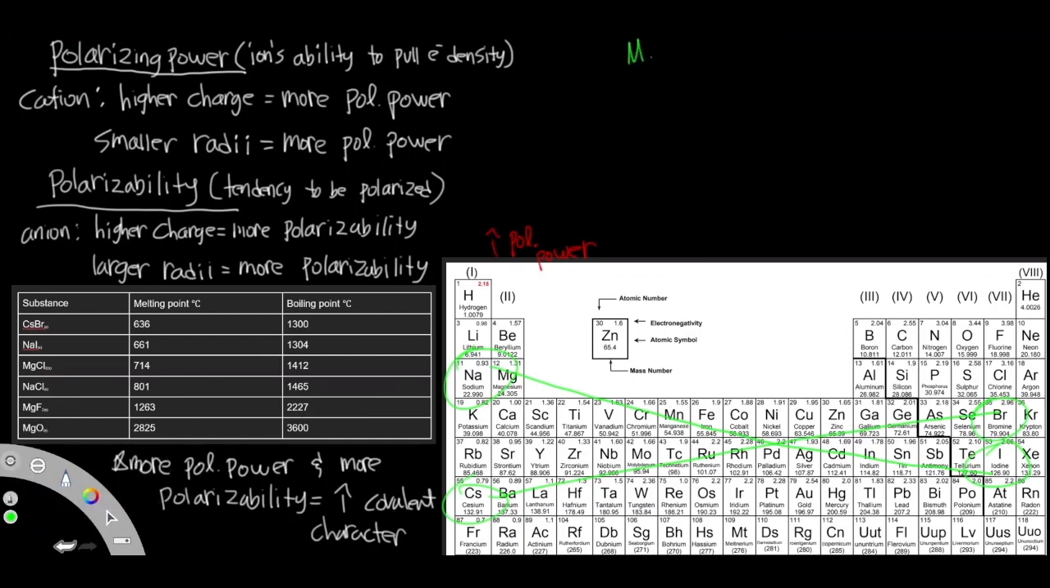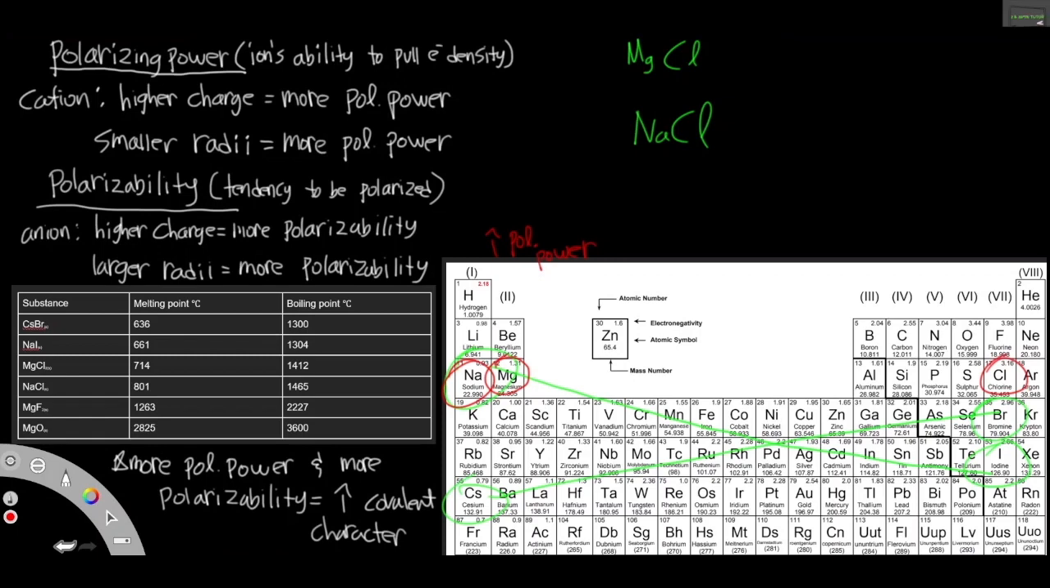So let's look at MgCl, and then let's look at NaCl. Where is our Mg? Our Mg here is right over there. And where is our Cl? It's right over here. I'll do it in a different color. So Mg here, Cl here, and then our sodium right over there, also paired with the chlorine.